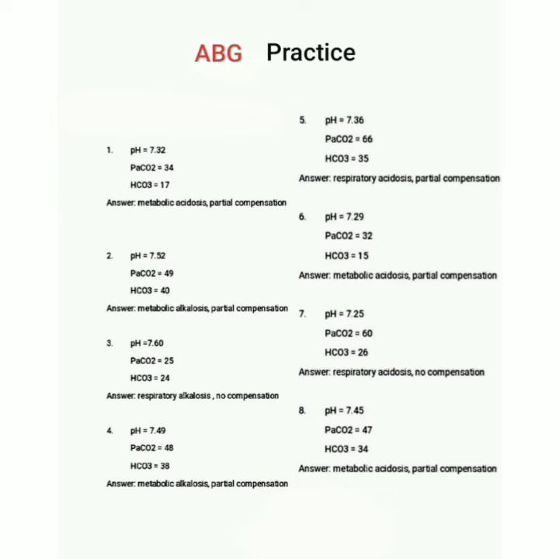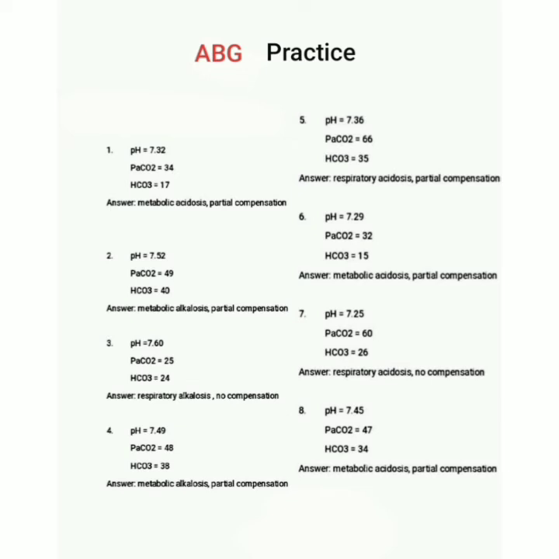Now question number 4. pH is 7.49 and partial pressure of carbon dioxide is 48, bicarbonate 38. First we notice the pH level. pH 7.35 to 7.45 is normal. Here it is above 7.45, that means it is increased. Increase means alkalosis. Partial pressure of carbon dioxide is 35 to 45 normal, and it also increases, the same direction. So ME, metabolic condition, that is metabolic alkalosis. As pH 7.35 to 7.45 is normal, here 7.49 is nearly 7.45, so partial compensation occurs. So the answer is metabolic alkalosis, partial compensation.